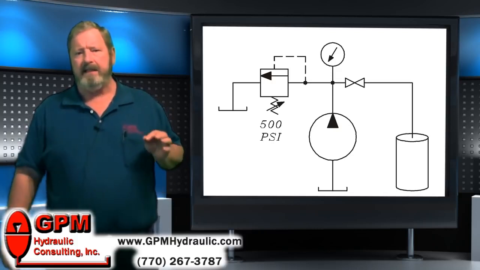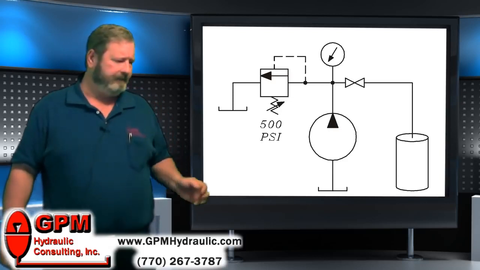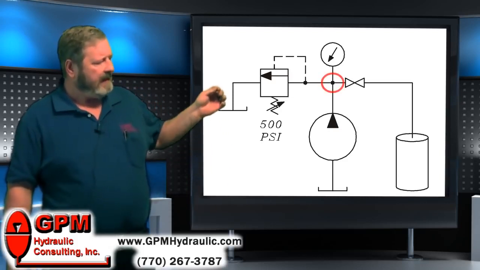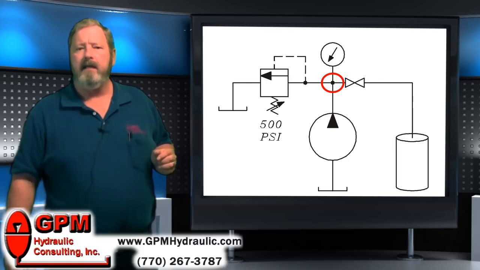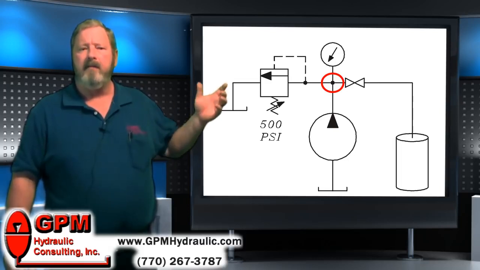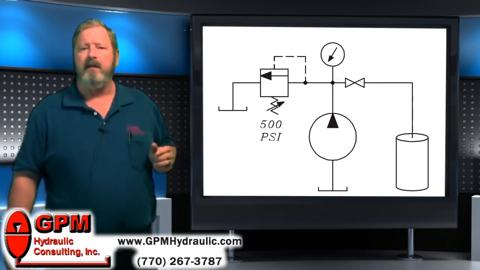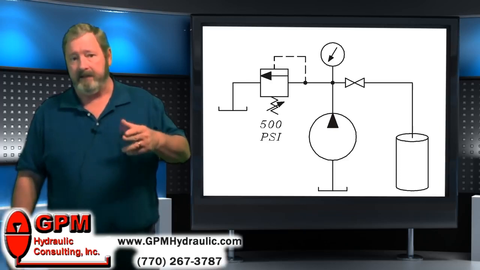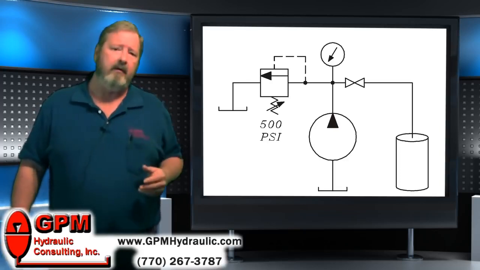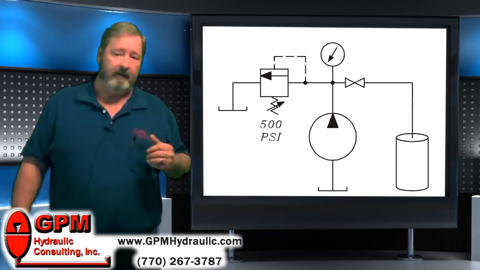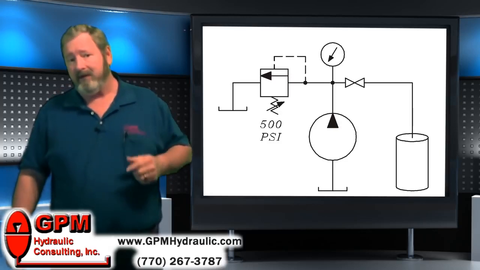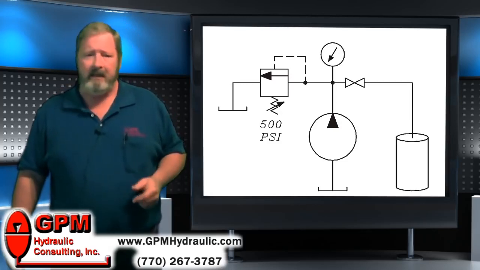Now when we're tracing the hydraulic flow on a schematic and we get to a T in the line, then we have to follow both directions to determine the path of least resistance. Hydraulic oil will always take the path of least resistance. I've known some people like that too.